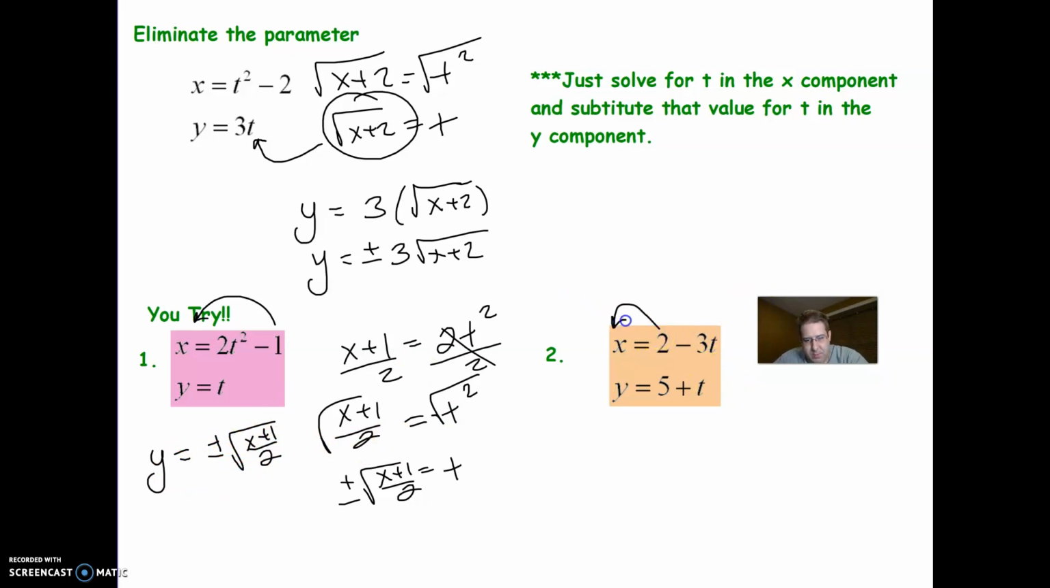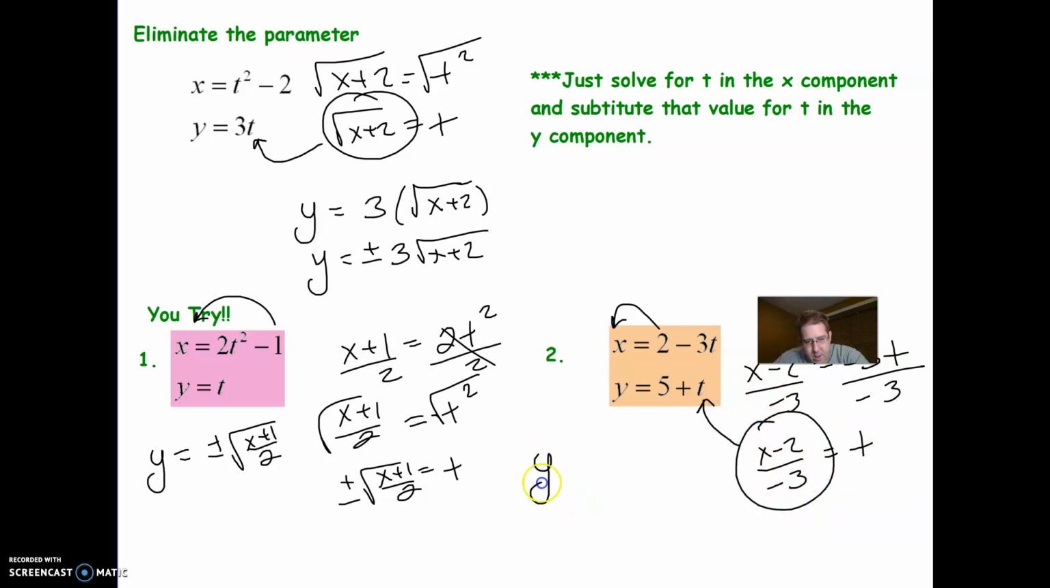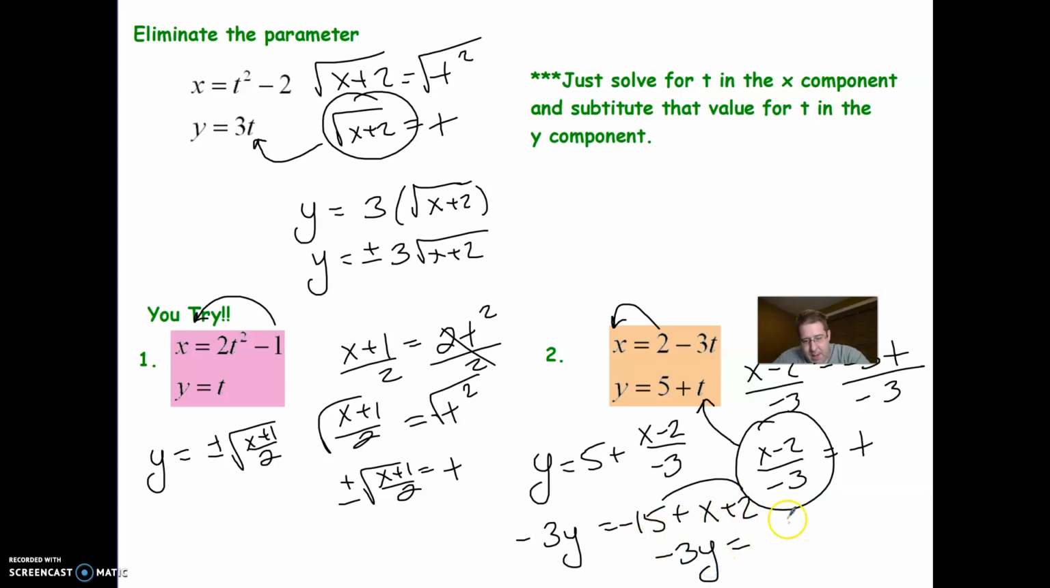Same thing goes for this one, so I'm going to move the 2 to the other side, subtract 2, so we have x minus 2 equals negative 3t, divide by negative 3 like so. So that t is equal to x minus 2 over negative 3. Take this, substitute it right there. So then we have y equals 5 plus x minus 2 over negative 3. I'm going to then multiply everything by negative 3. And that's going to give me this, x plus 2. These two can be simplified. So there's my answer, negative 3y equals negative, well, let me just put the x first. And then negative 15 plus 2 makes negative 13. There's your answer.